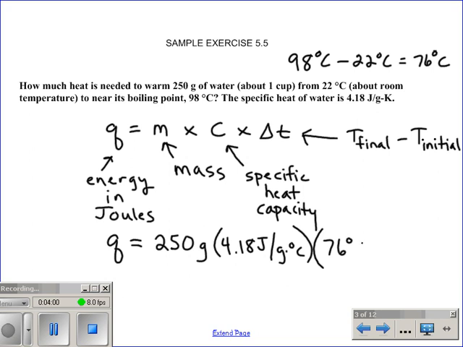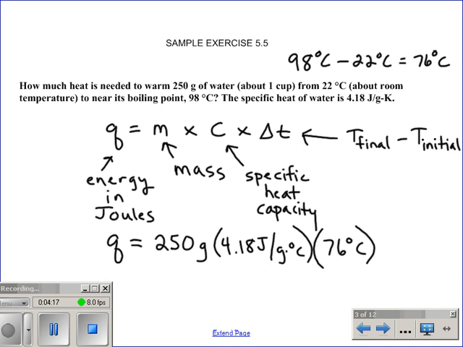So 76 degrees Celsius. You can leave it in Celsius, no need to convert to Kelvins because it's an overall temperature change. So if you converted it to Kelvins and then found the final minus the initial, you would find that it's still 76 Kelvins. It's the same overall temperature change. That's why it doesn't really make a difference.